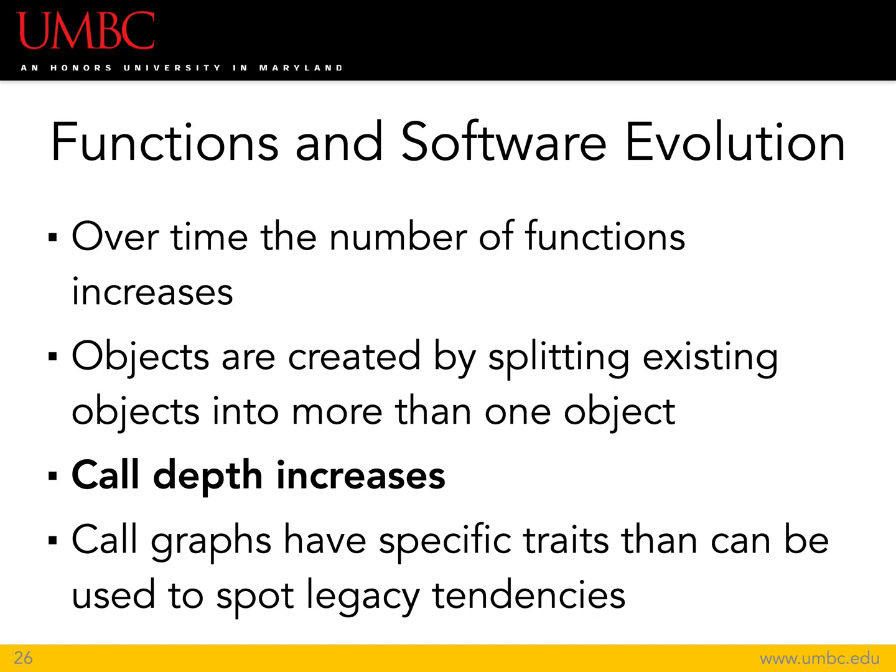Objects end up being created by splitting an existing object or an existing class into more than one class or more than one object. So you end up having more objects in total, even if the level of complexity of the average object decreases. Call depth increases, and I think this is the most important kind of change that you can see in software evolution, because call depth addresses the problem that most people find a little bit unintuitive as to why, if hardware continues to get faster and faster and better, does it seem that software gets slower and slower over time anyhow? Well, big piece of that is call depth.